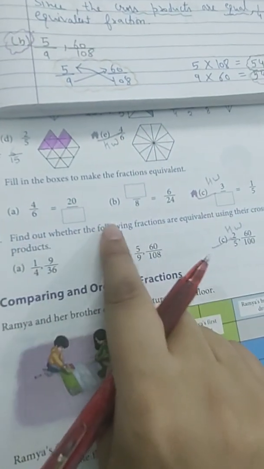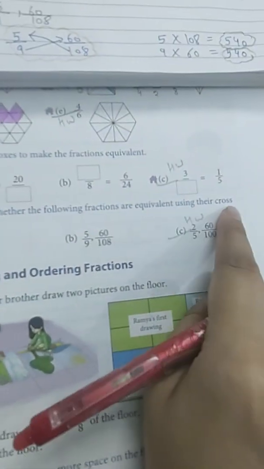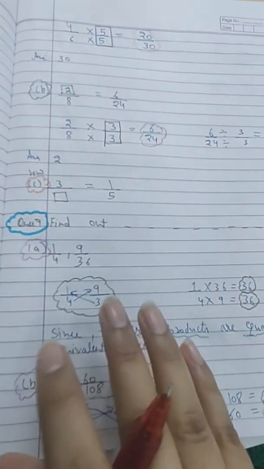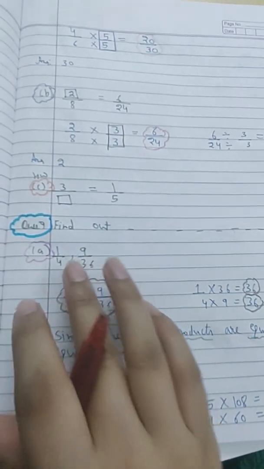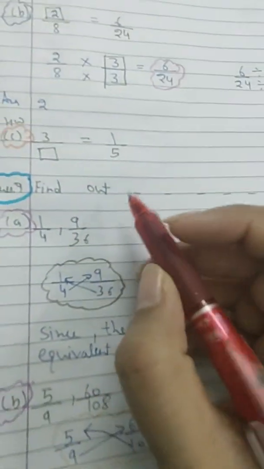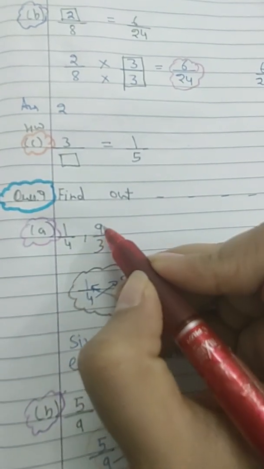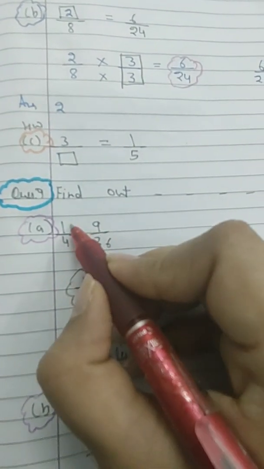Now question number 9 we have to do. Find out whether the following fractions are equivalent using their cross products. If you want to check the equivalent fraction, there is a method to check whether these two pairs are equivalent or not. Beta, multiply these numbers with the opposite number. 4 will multiply by 9, 36 will multiply by 1. Okay, so I have written it like this.